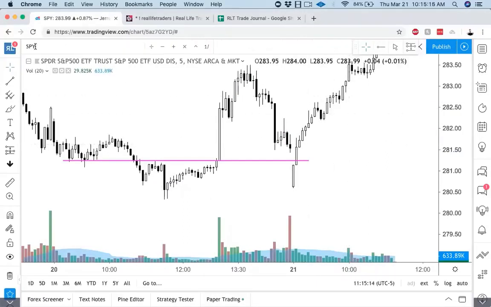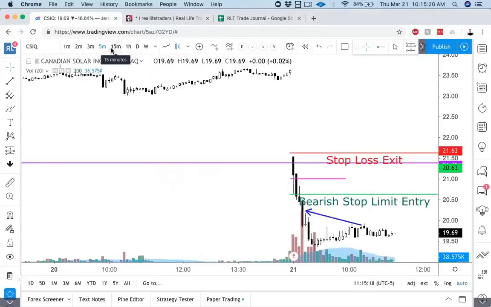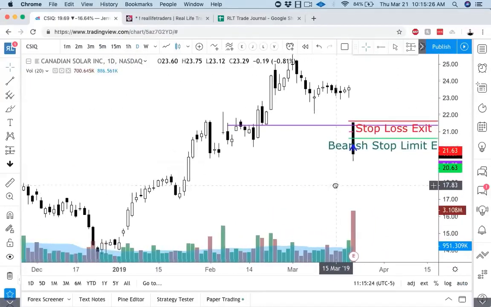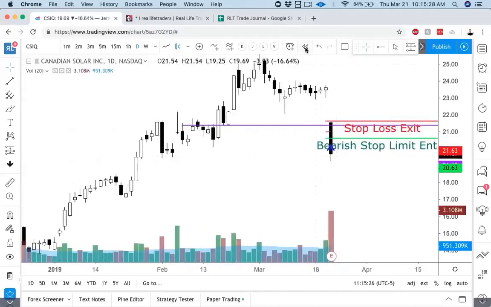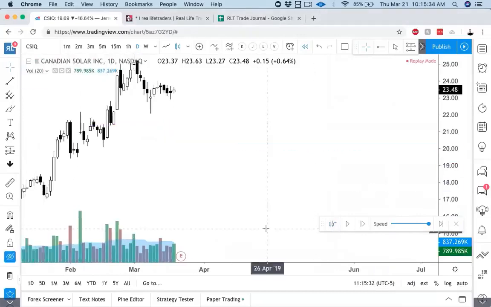So let's go look at the trades that we took today on a day trade and break the volume down. And then we will also discuss some swing trades and things like that. So we're going to go back in time. So this was the trade that we took on Canadian Solar this morning.